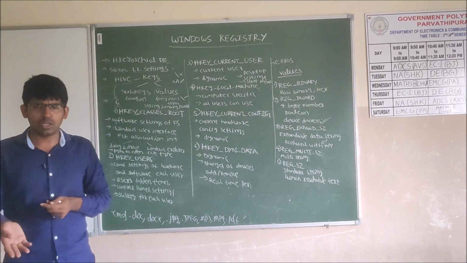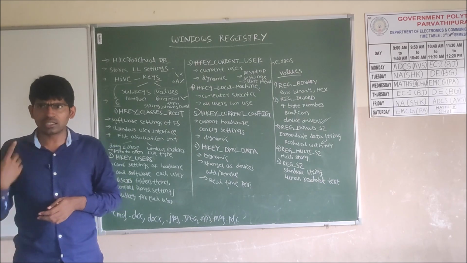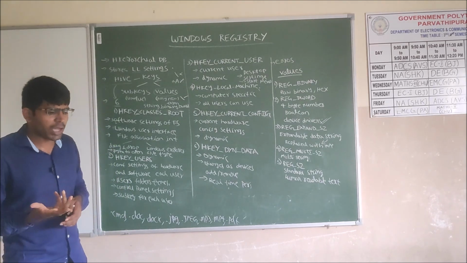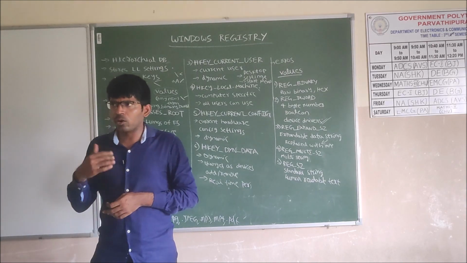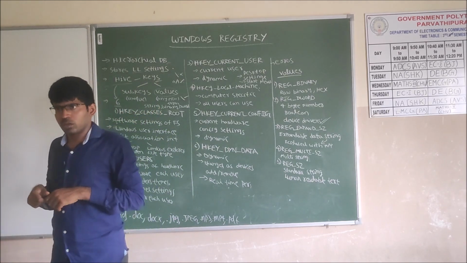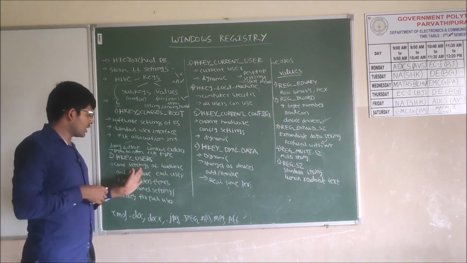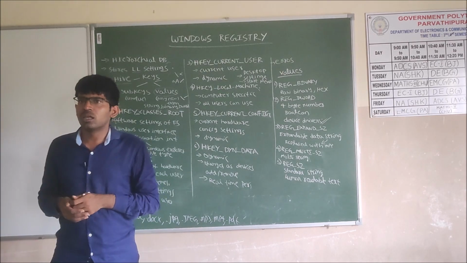How many users? We may have 3 users, 4 users, or 5 users. Sometimes we may have a children account or guest account. All these users may have custom settings. One user may like a dark background, and another user may like a white background. So these are settings related to theme colors, and sometimes they might change the control panel settings.